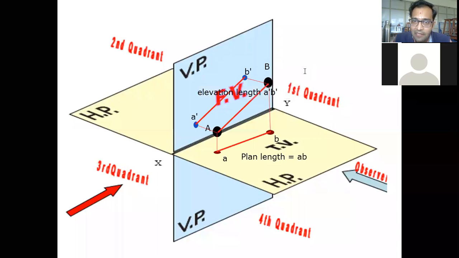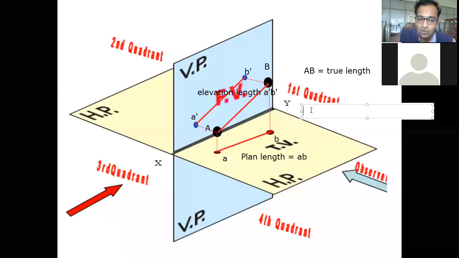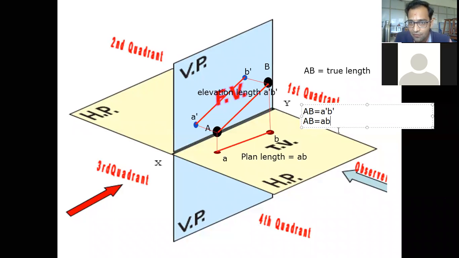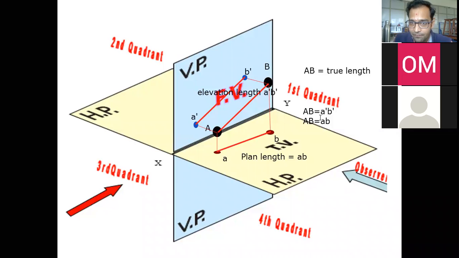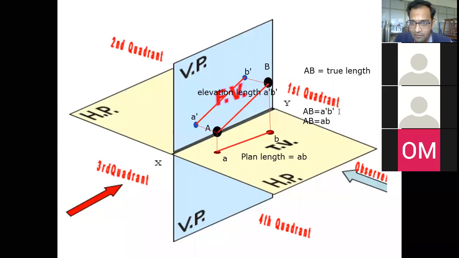And we are saying that here AB is actually representing true length of line. So now my question is, do we get AB equal to A dash B dash or AB equal to AB? Which thing is true? Which of these two is right and which is wrong? You can answer. AB equal to A dash B dash is right. First one is right, second one is wrong. Right, right. Thank you. So AB is equal to A dash B dash is right.